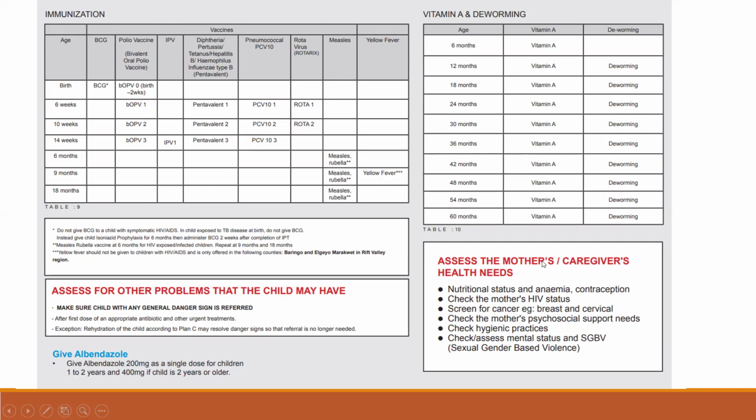And also, you need to assess the mother's and caregiver's health needs: nutritional status and anemia if present in the mother, the contraception, check the mother's HIV status, screen for cancers, e.g. breast cancer and cervical cancer, check the mother's psychosocial support, check hygiene practices of the mother, and assess the mental status.